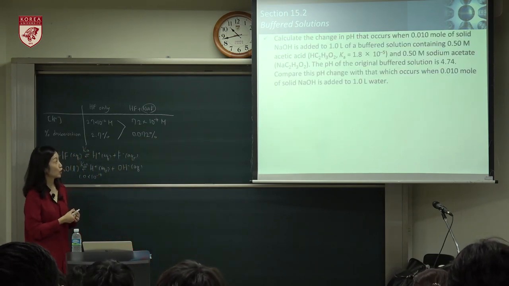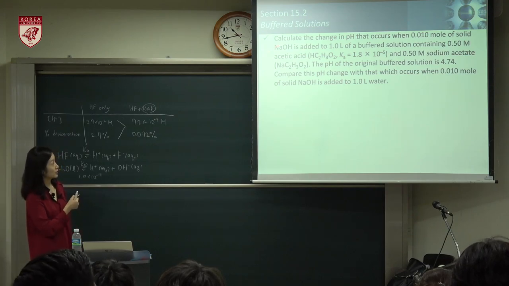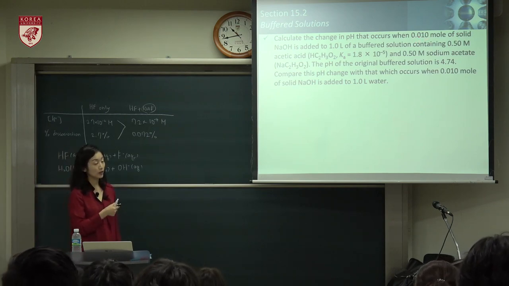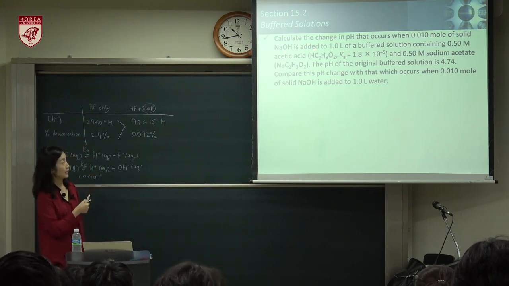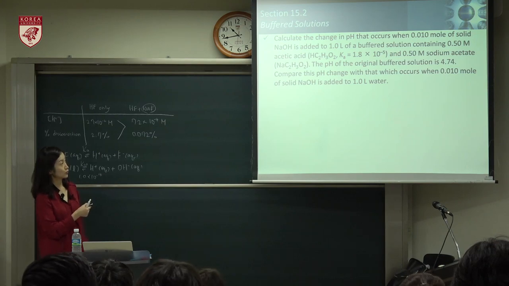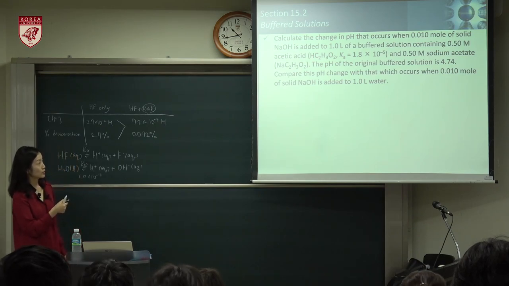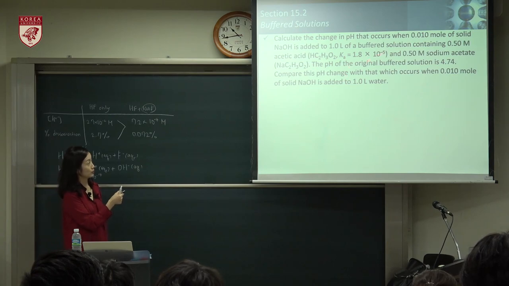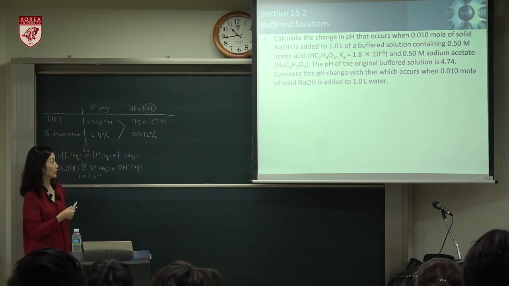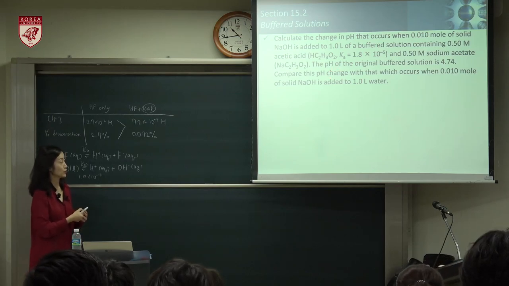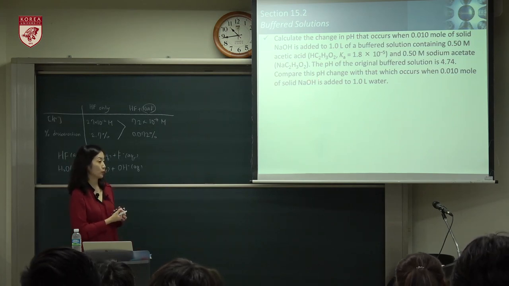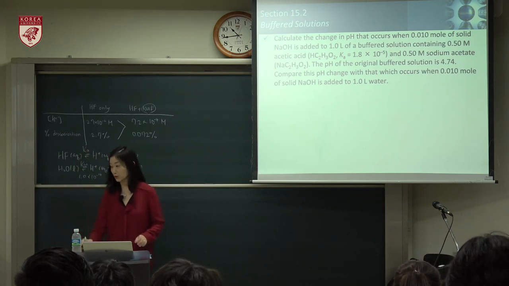Okay. So here's another problem. Here's a buffer problem. Let's calculate the change in pH that occurs when 0.010 mole of solid NaOH is added to 1.0 liter of a buffer solution containing 0.50 molar acetic acid and 0.50 molar sodium acetate. Okay, we have both the acetic acid and the sodium acetate. The pH of the original buffer solution is 4.74. Compare this pH change with that which occurs when 0.010 mole of solid NaOH is added to 1.0 liter of water. Okay, so think about this question and we'll solve it together.